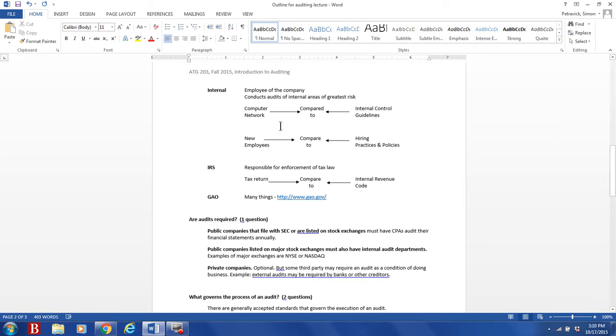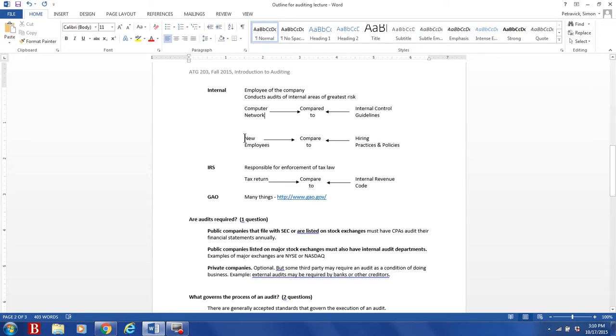So for example, it wouldn't be unusual for an internal auditor to look at a computer network. And how are you going to know if a computer network is doing what it's supposed to be doing? Well, there's various guidelines that relate to internal controls, and the auditor could compare the network to those internal control guidelines.